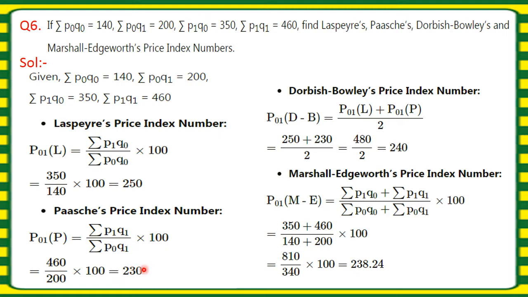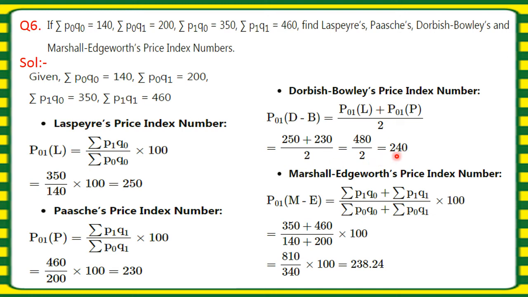Then Dorbish-Bowley's price index number. Formula is P01 of DB is equal to P01 of L plus P01 of P divided by 2. Using Laspeyres and Paasche's index numbers, we can write Dorbish-Bowley's index number. And substitute the values that we obtained already, 250 and 230. And simplifying, we will get 240.